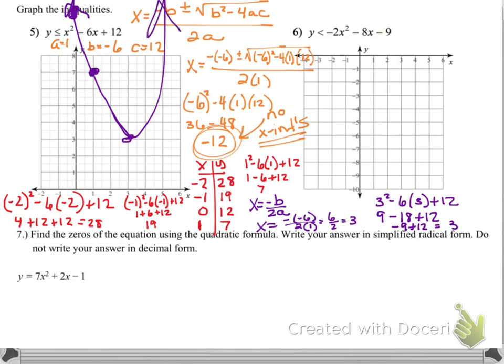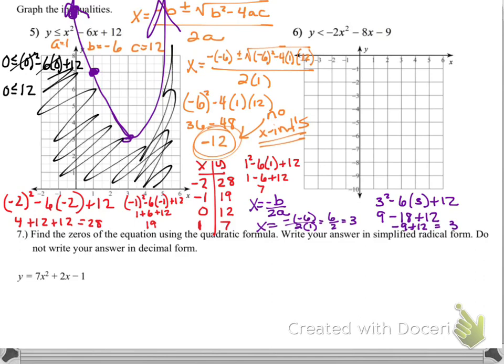And now, if you test the point 0, 0, you'll be able to tell, do you shade on the outside or on the inside? Let's try it. If we're talking 0 is less than or equal to 0 squared minus 6 times 0 plus 12, which those two cancel. 0 is less than or equal to 12. Is that true? Yes. So I shade on the outside here because that point right here makes this true. Cool. Number 6.